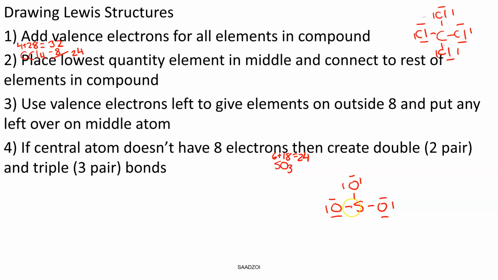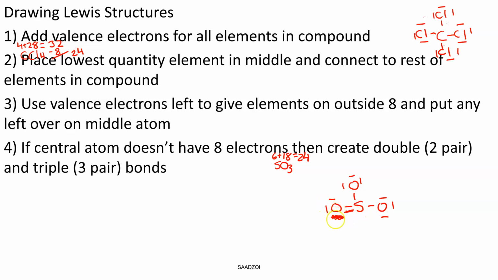Well, I don't have 8. So what I'm going to do is erase and move. Now, why did I erase and move? Because you can share up to 3 lines or 6 electrons between 2 elements. And in this situation, sulfur didn't have 8. It only had 2, 4, 6. So I need 2 more. So how am I going to do that? Just move from the outside elements and share between the 2 of them.